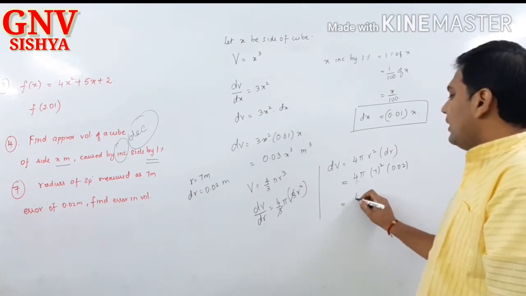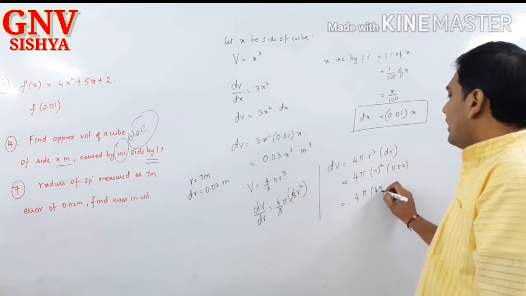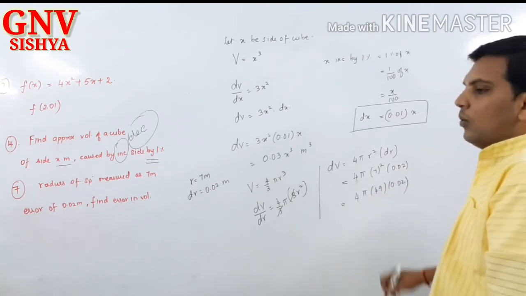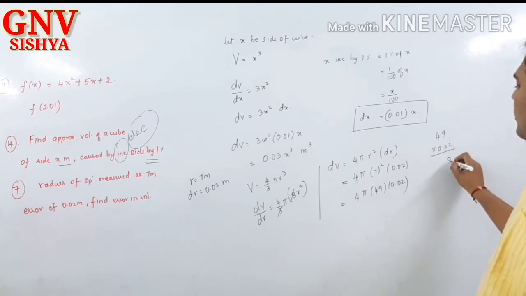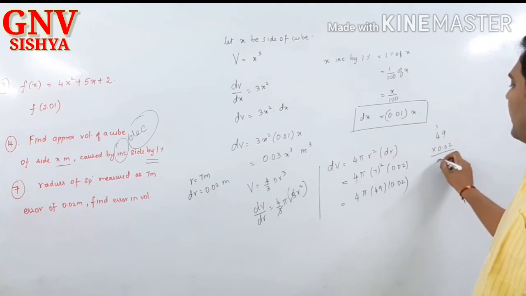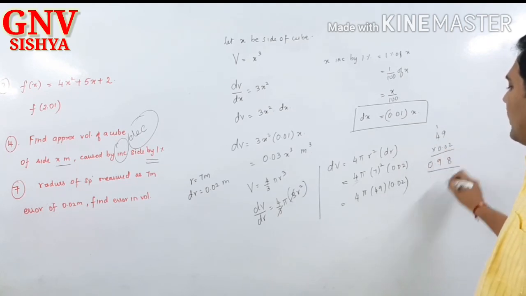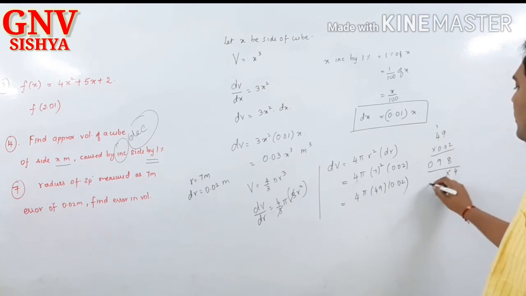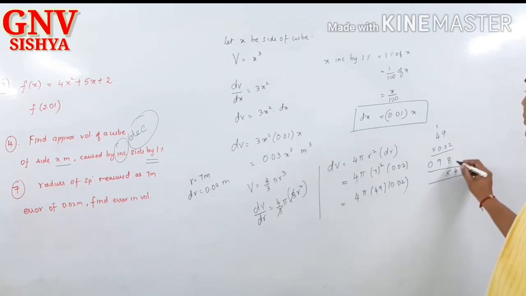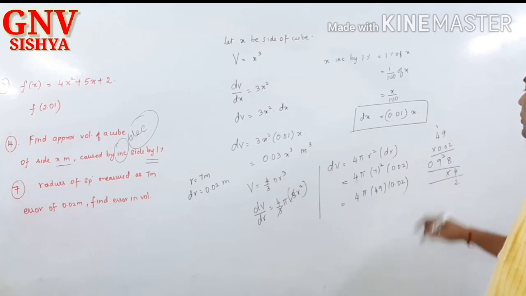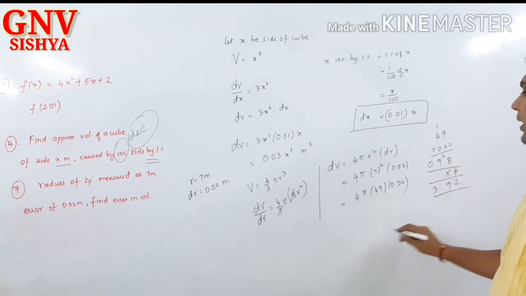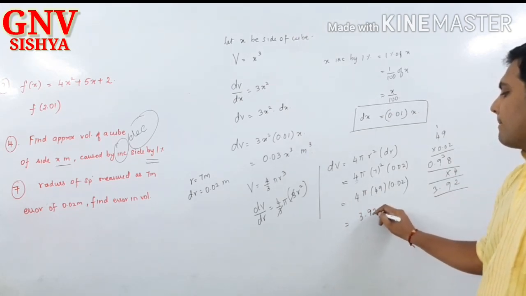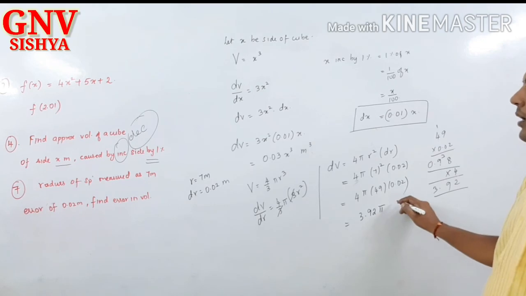7 square is 49. 4 pi into 49 into 0.02. What is 49 into 0.02? So if I multiply, 2 times 9 is 18, 2 times 4 is 8, 9. So it will become 0.98. Correct? 0.98 into 4, what will happen? 4 into 8 is 32, 4 into 9 is 36, 37, 38, 39. So it will become 3.92 pi. What unit they have given? Meter. So it will become meter cube.